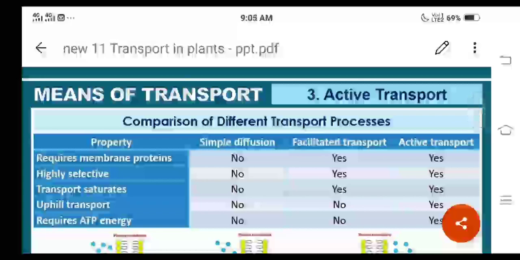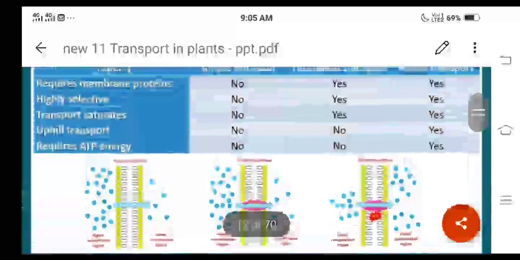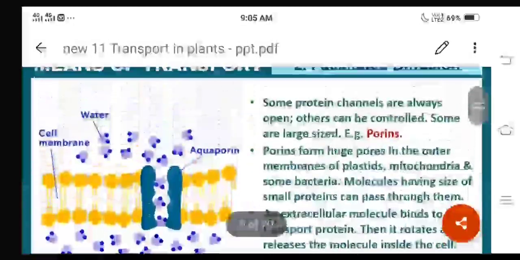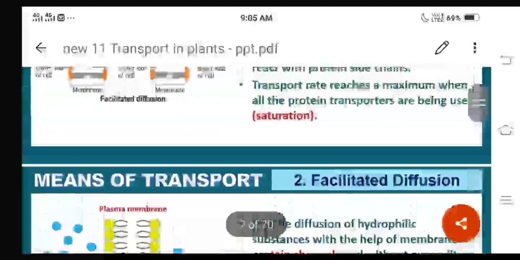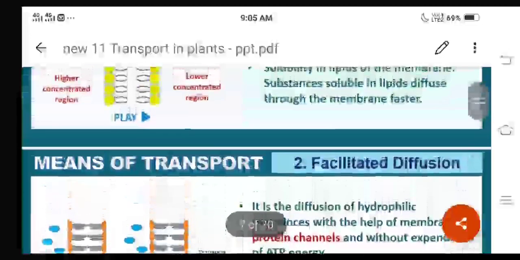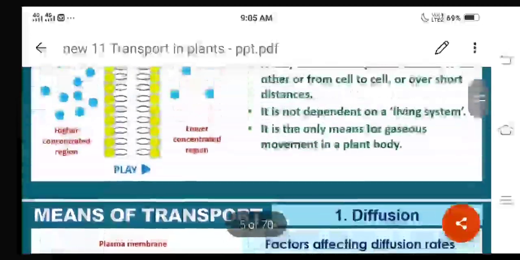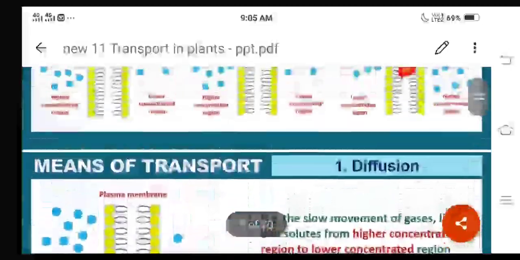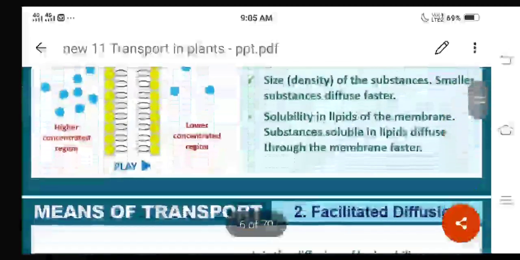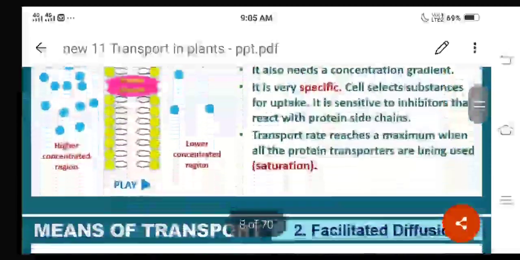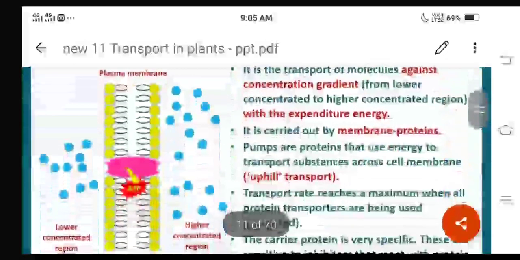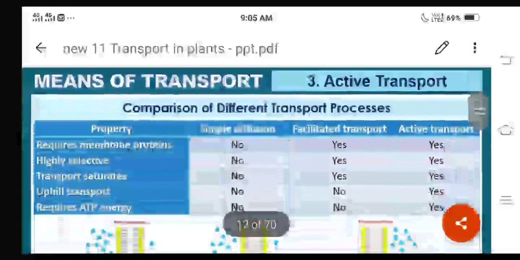This is regarding the first part. In the first part, what important basic concepts have we studied? Diffusion, then facilitated diffusion, basic points about the chapter, and the diffusion and facilitated diffusion as well as active transport. Finally we have studied the comparison between all the three processes.